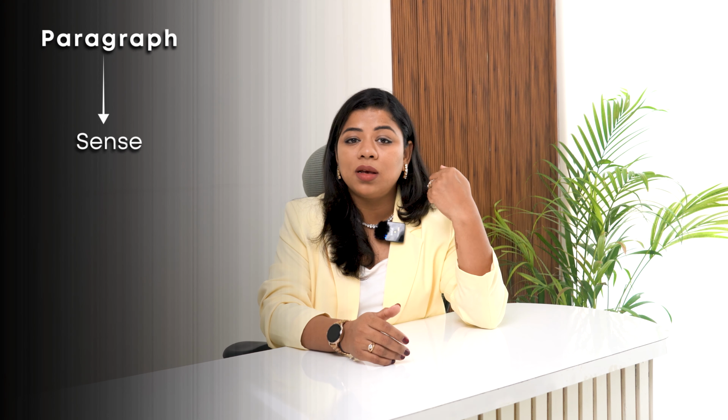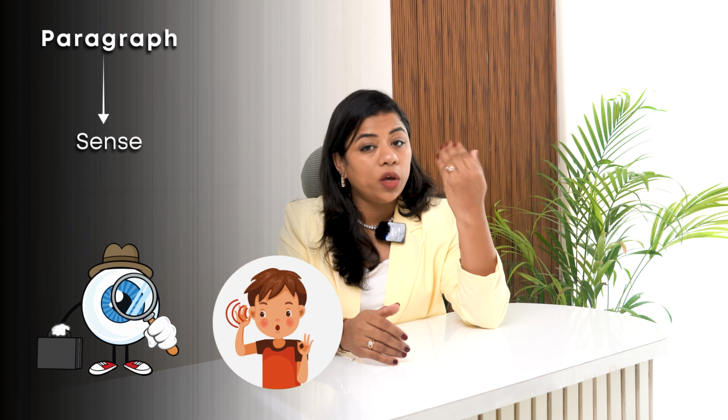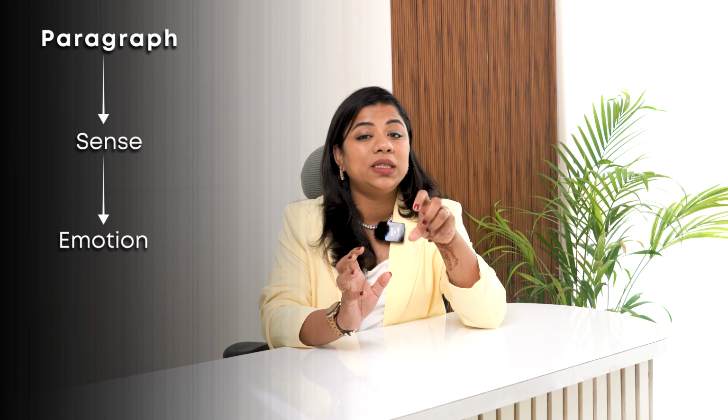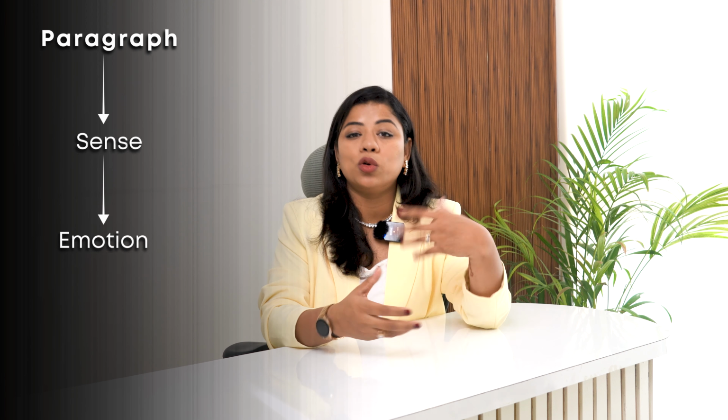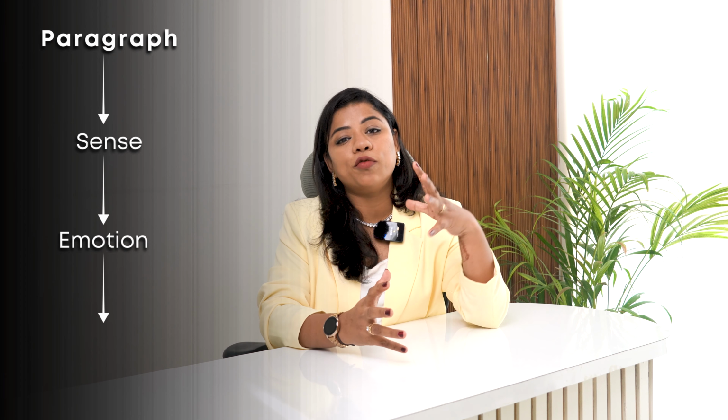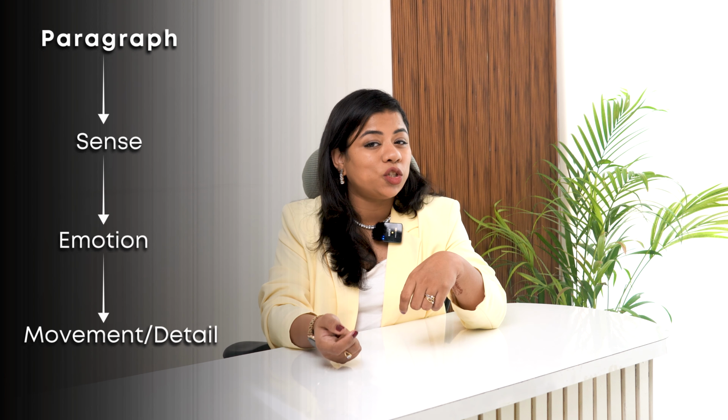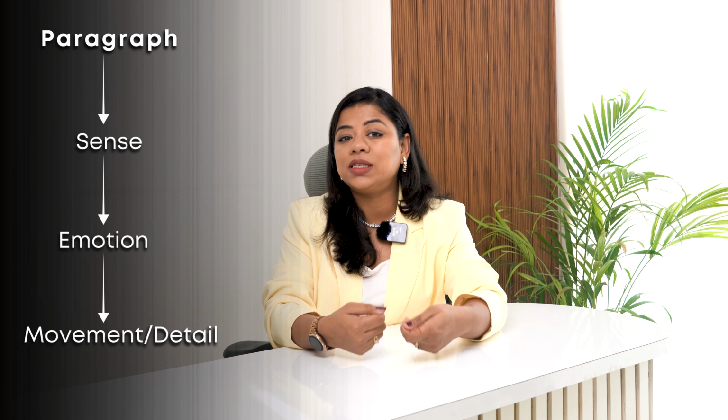So getting started, what is the three-sentence rule? The three-sentence rule is a simple writing structure to make your descriptive paragraphs powerful, vivid, and emotionally engaging. Every paragraph should have sense, that is, what can the character see, hear, smell, or feel, which comes under sensory detail. It should have emotion, that is, how does that moment make the character feel, the emotional response. And third, it should have movement or detail: an action, gesture, or additional detail that brings the scene alive.